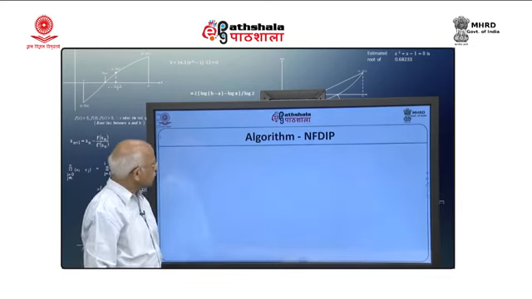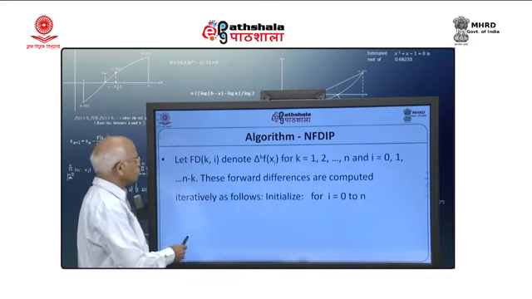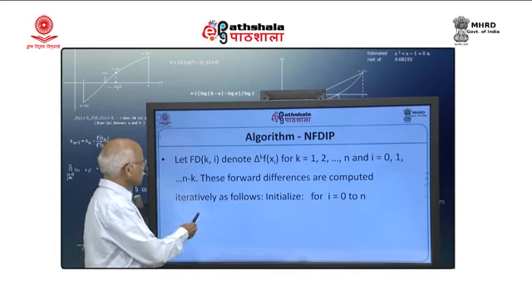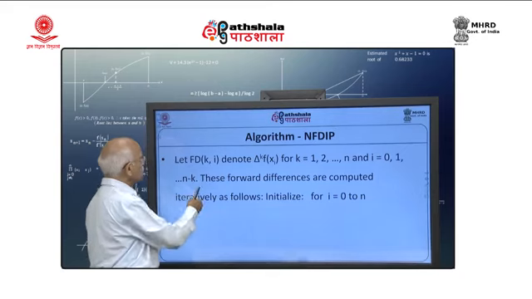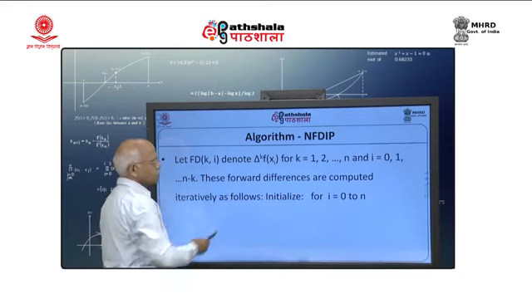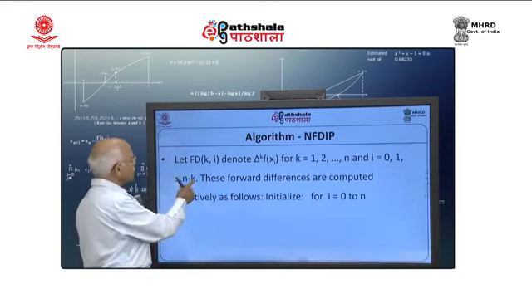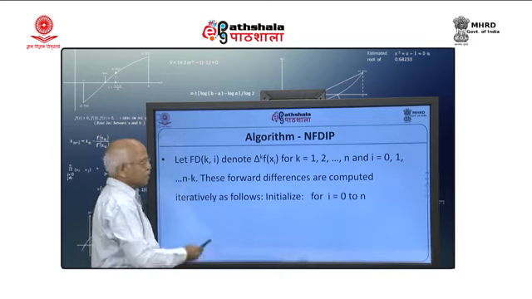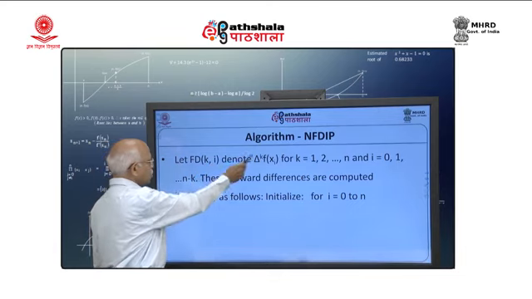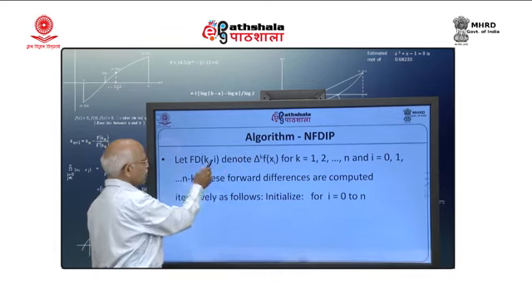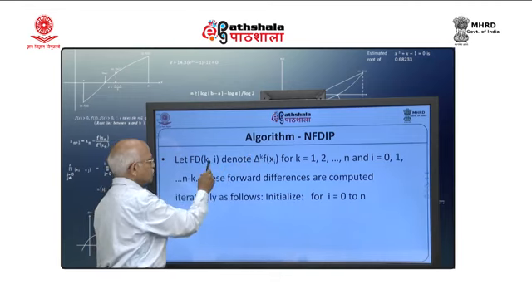Now, if you want to consider this formula, how to compute it. Since we are thinking in terms of computer implementation, I am denoting this delta k f x i as a two-dimensional array, which is called the forward difference array fd k comma i. k is the order of the difference and i is the point x i at which this forward difference is computed.